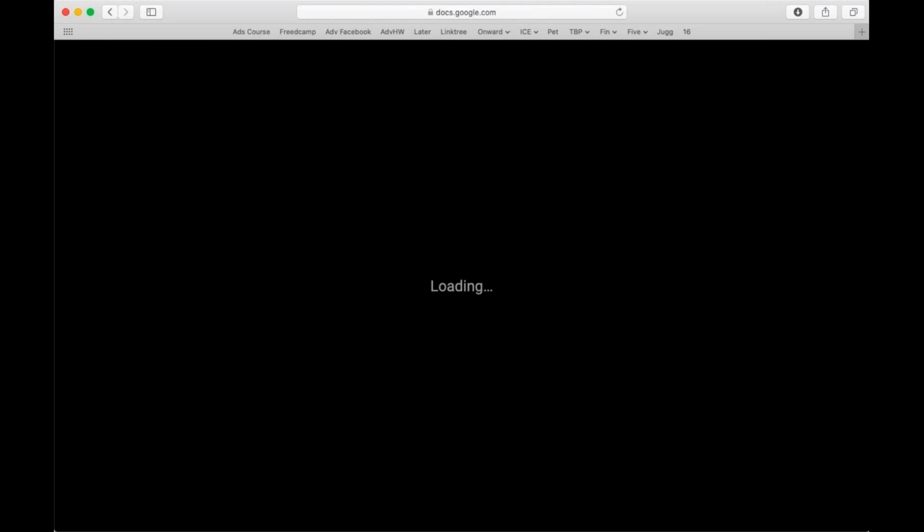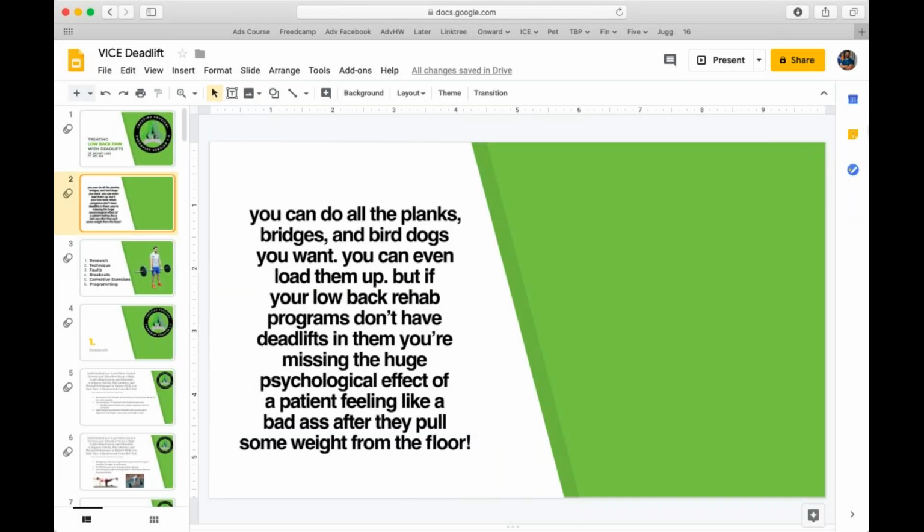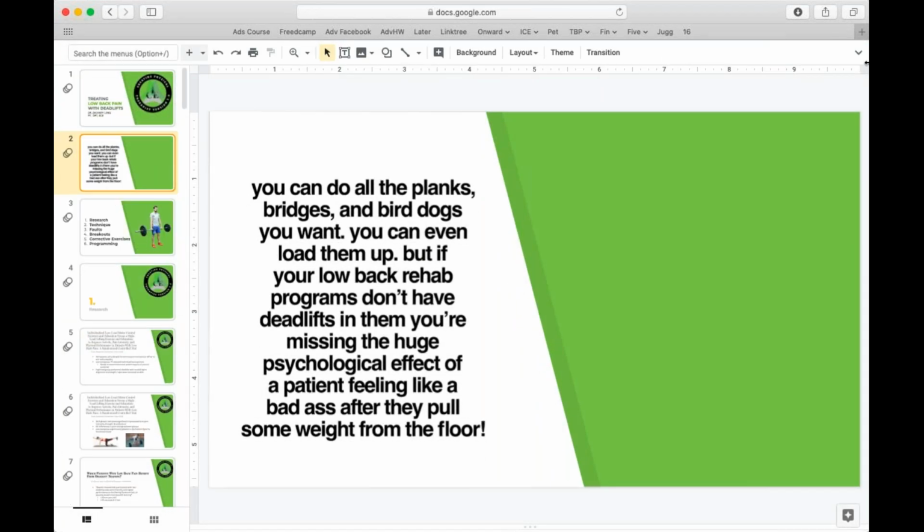Can y'all see my PowerPoint right now? I'm seeing a black. Yeah, it still says it's loading. All right, we might just have to deal with that small picture.